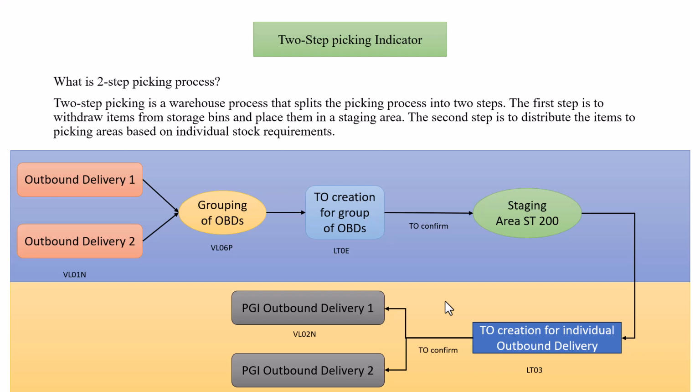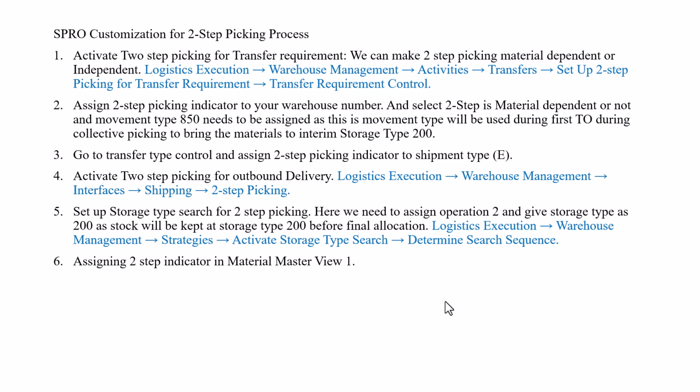So you can see we are following two steps for picking of a material. That's why it is called a two-step process. In the next step, we will see the customization for the two-step picking process. First we have to do the transfer requirement control for two-step picking. So let's go to the SAP system.